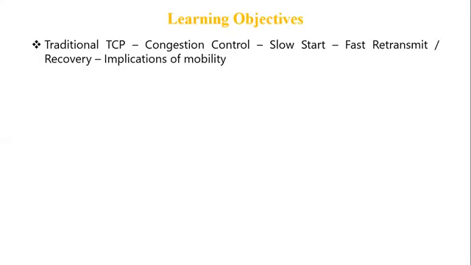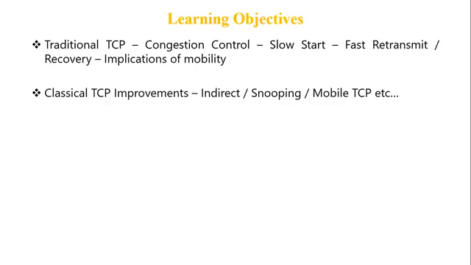After going through this session, the learners will be able to understand why traditional TCP cannot be used for wireless or mobile communication, because traditional TCP follows some mechanisms, or has some assumptions regarding congestion, that will not work with mobile networks. They'll be able to understand various classical TCP improvement techniques like indirect TCP, snooping TCP, mobile TCP, and other techniques. And they'll also be able to understand how TCP can be used for 2.5G or 3G wireless networks.